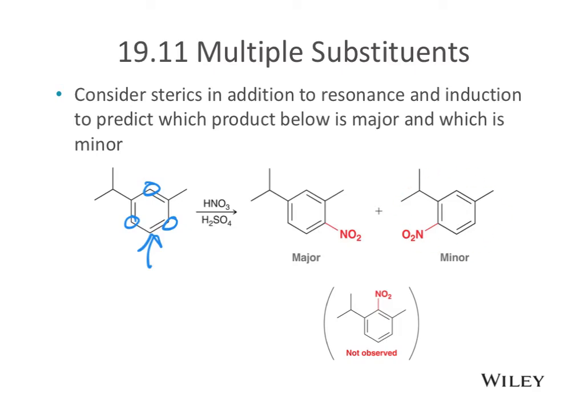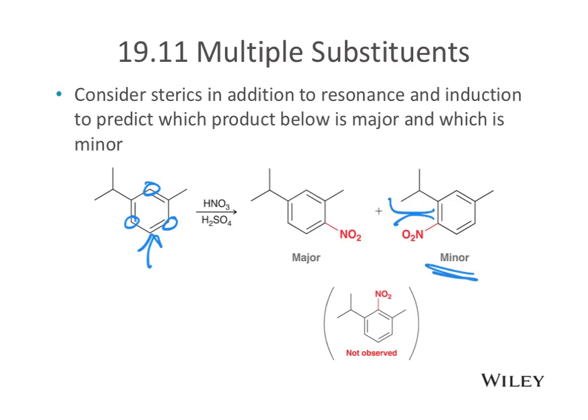This compound here is a perfect possibility, because now you're ortho relative to the isopropyl and para relative to the methyl, so that's a good choice. But of course, you're going to have larger steric interference between the larger isopropyl and the nitro group. So that's only going to be a minor product.